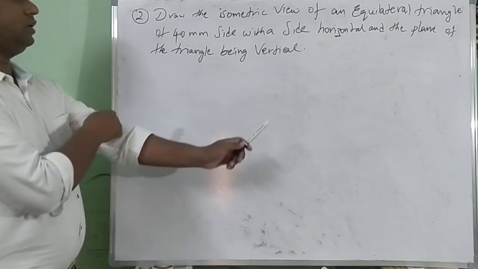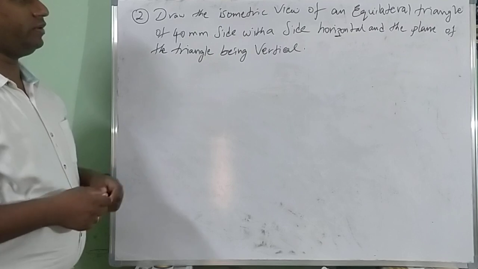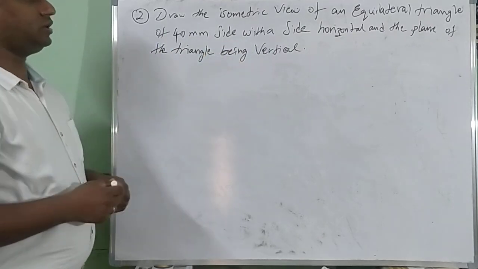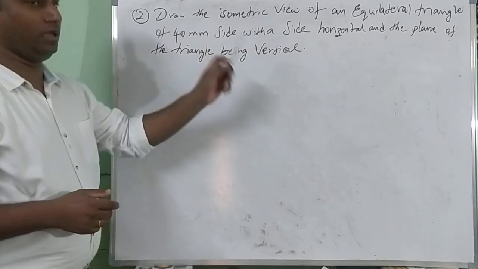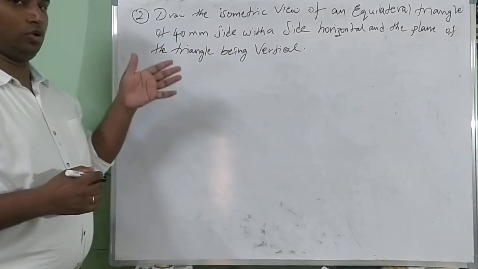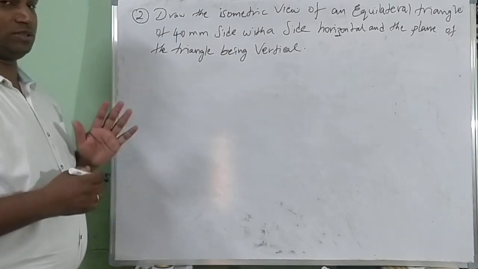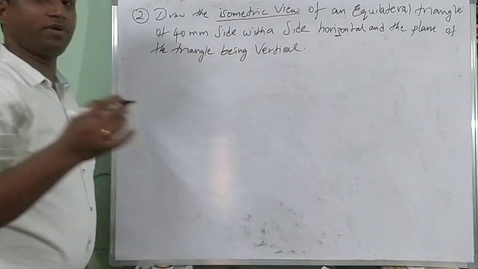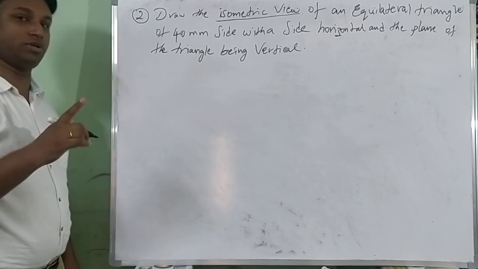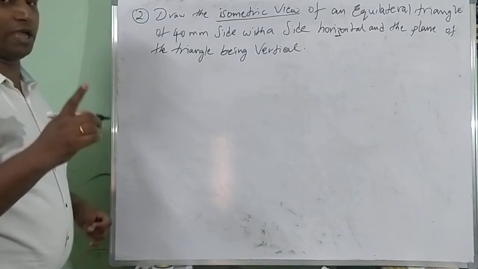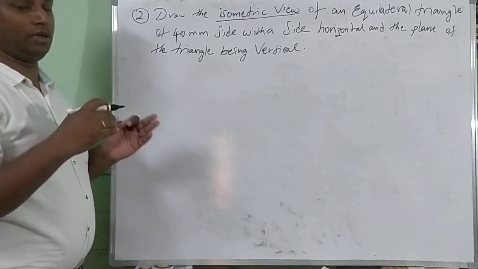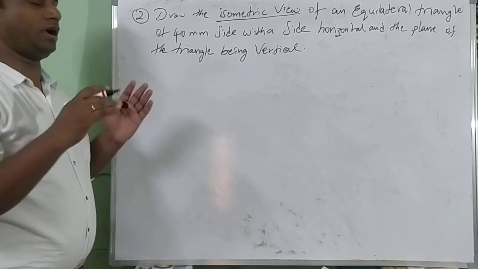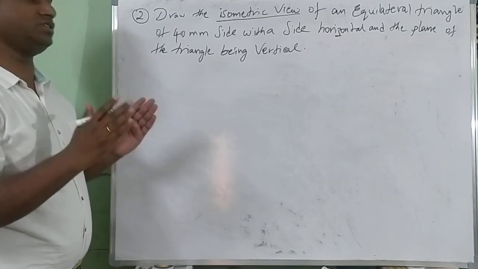Second question: draw the isometric view of an equilateral triangle of 40 mm side with a side horizontal and the plane of the triangle being vertical. Now, observe from the previous question, the first one, isometric view. Previously the question was for isometric projection. There we used the scale factor of 0.82 and drew the dimensions of reduced length, and shown just the original value of the dimension.